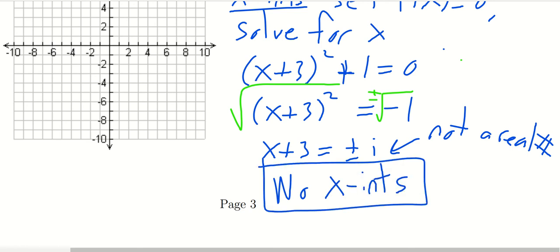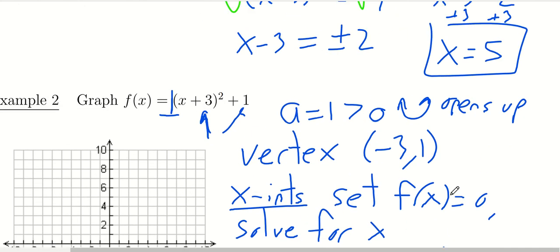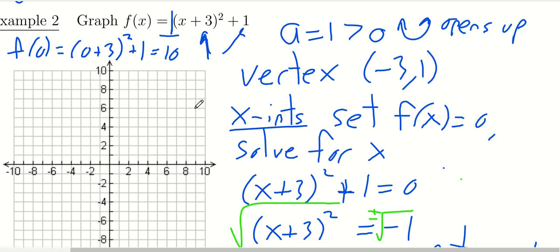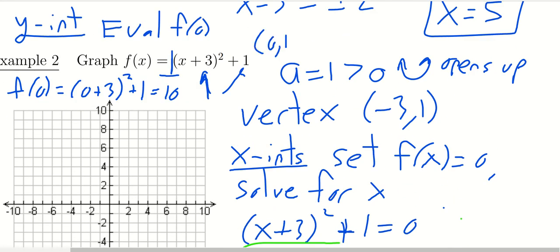And that'll make more sense in a minute. But again, if you get complex numbers, those aren't things that we can plot. So this graph will not cross the x-axis. We will, however, have a y-intercept. To find the y-intercept, we're going to evaluate f of 0. f of 0, if you plug 0 in, will give us 0 plus 3 squared plus 1, which should be equal to 10. That's 9 plus 1, which gives us 10. So the y-intercept has coordinates 0, 10.